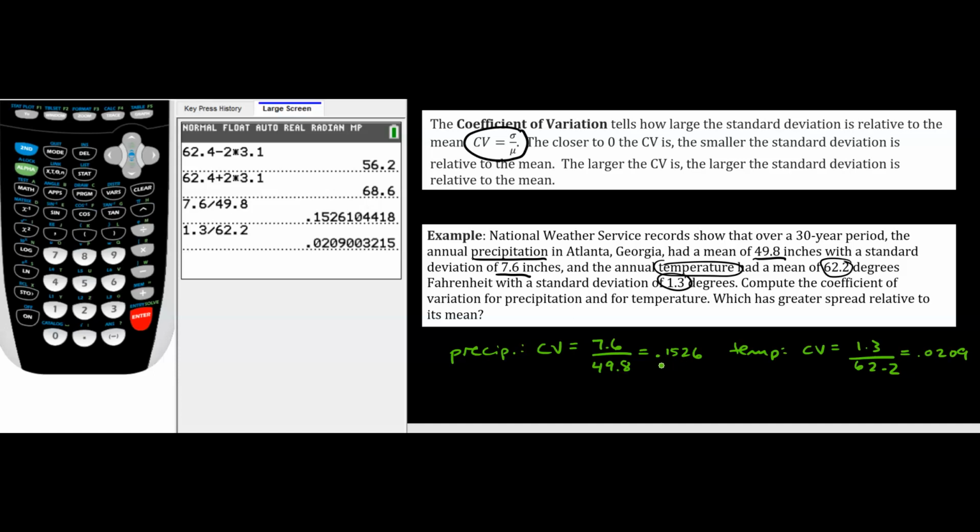And so you can clearly see that this coefficient of variation for precipitation is greater than the coefficient of variation for the temperature data. And so this suggests that there is more variation relative to the mean for the precipitation data than there is for the temperature data. And this is how you would compare the spreads in two data sets, again, that have completely different units. You want to use this statistic right here, this 0.1526 and 0.0209, instead of comparing the standard deviations themselves, instead of just saying, oh, well, 7.6 compares to 1.3.